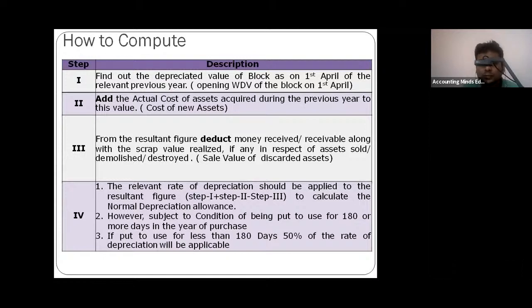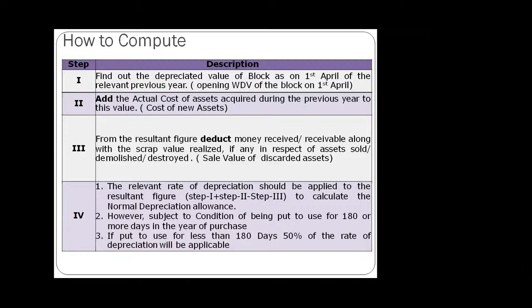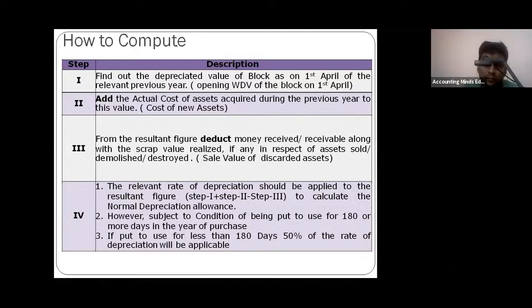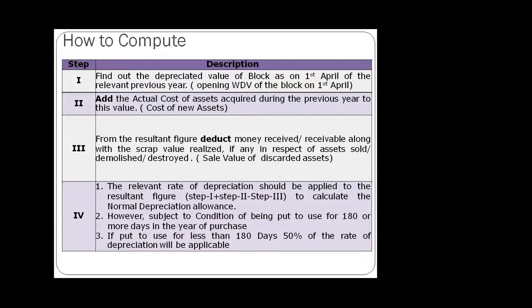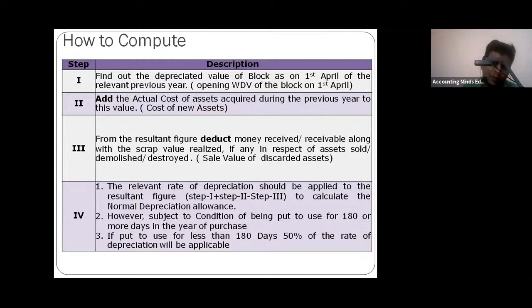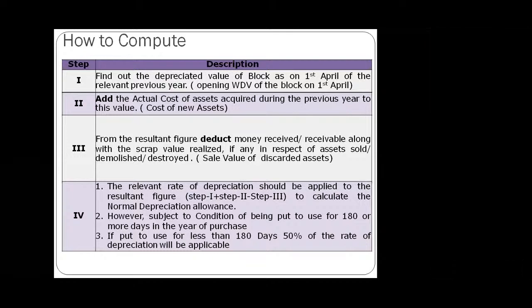Continue. Step 4. The relevant rate of depreciation should be applied to the resultant figure, that is step 1 plus step 2 minus step 3, to calculate the normal depreciation allowance. Right. So whatever you get on that, you calculate normal depreciation. But remember, you will apply the rate of depreciation depending upon whether the asset is used for 180 days or more. If it is, then full rate of depreciation. Less than 180 days, then 50% of the rate.